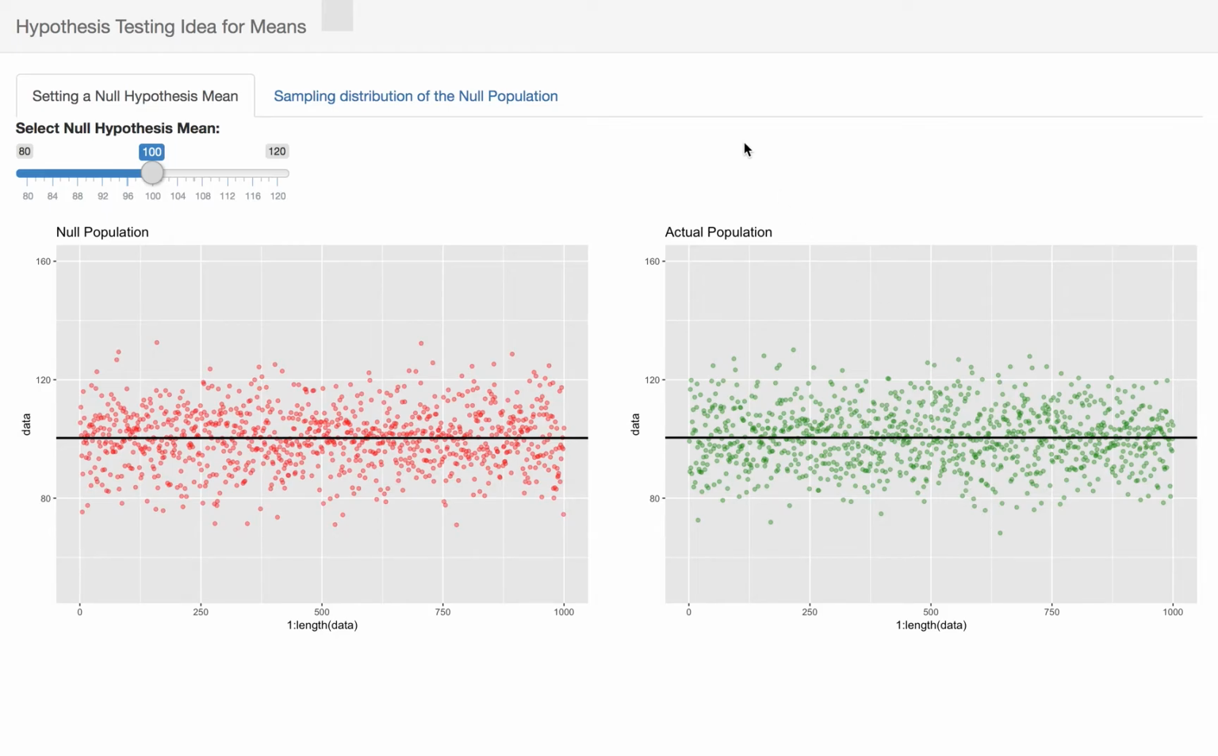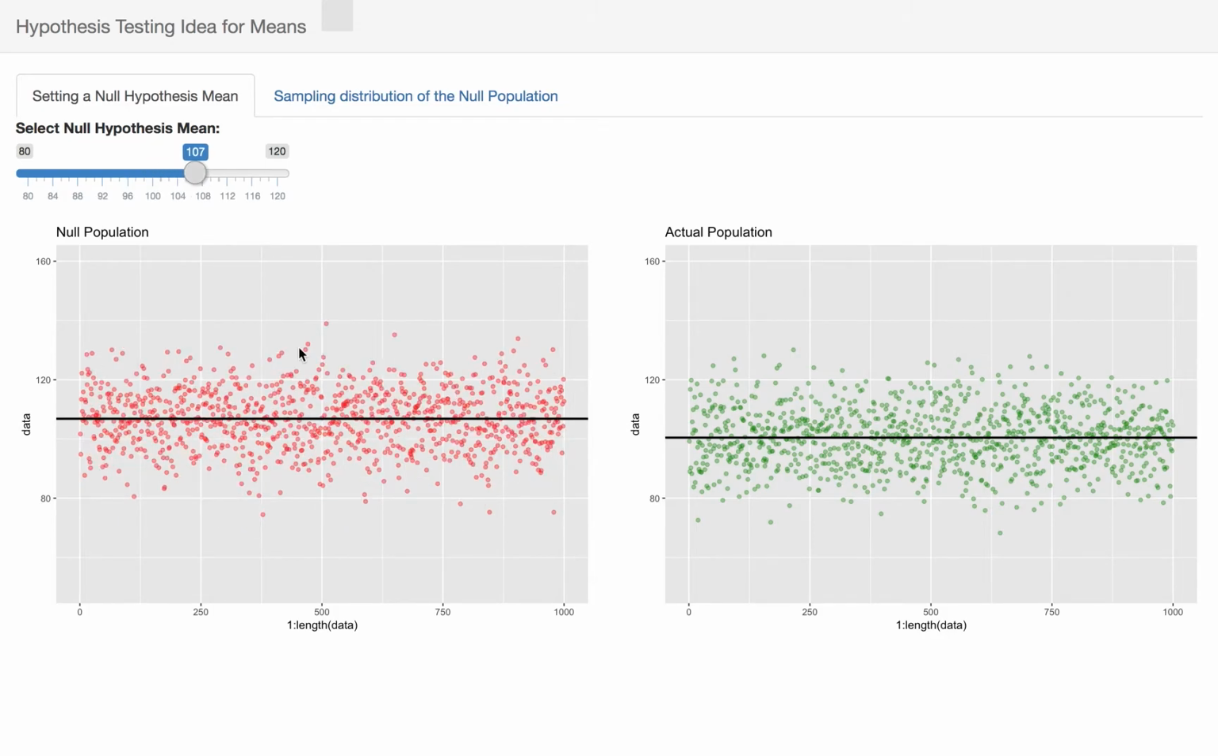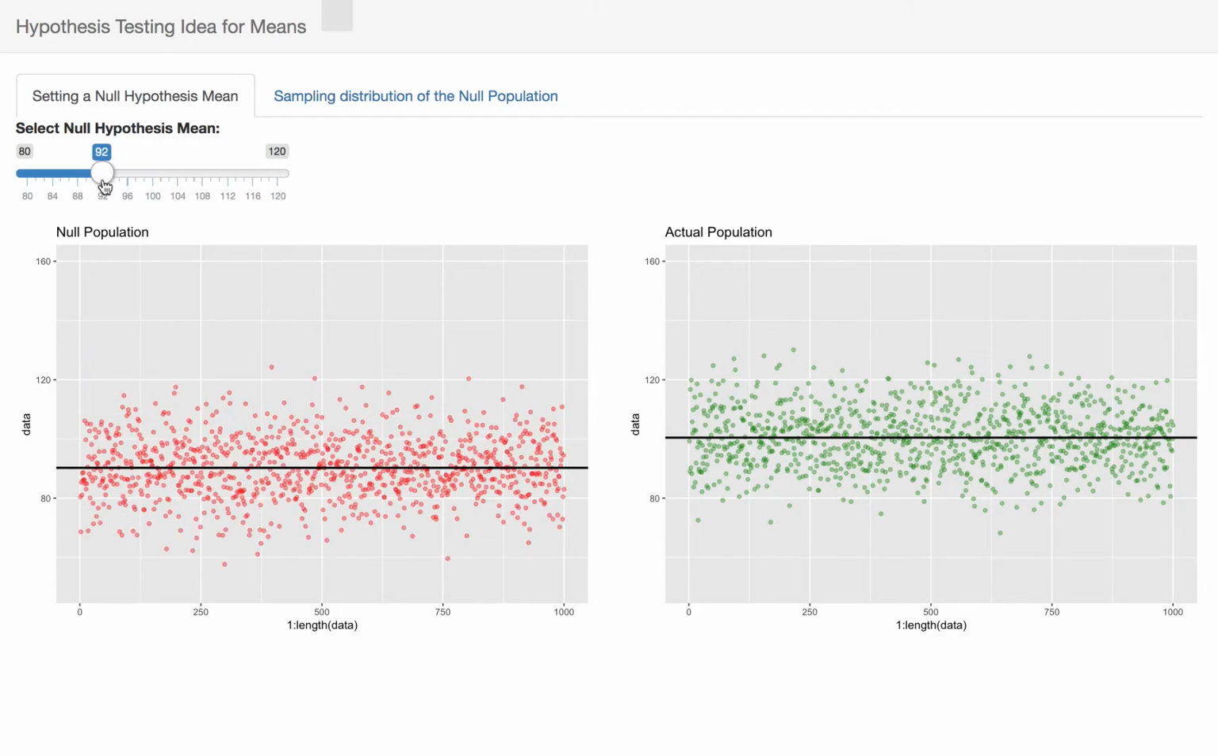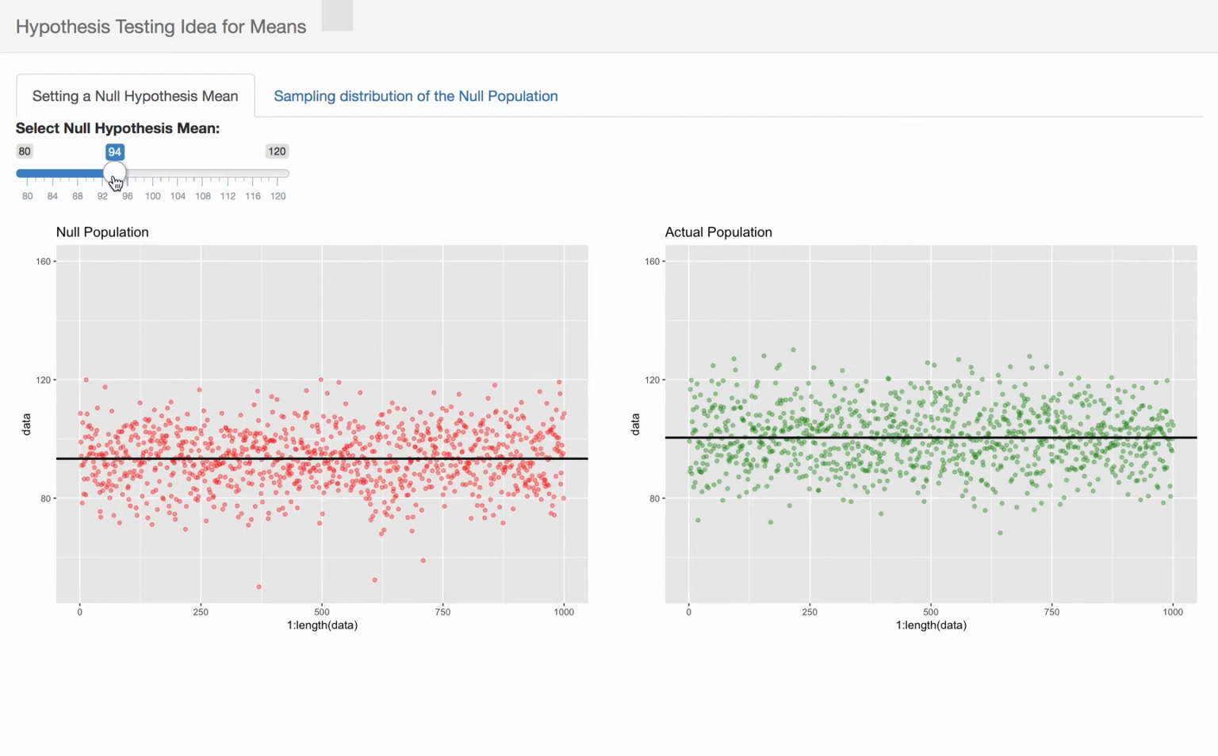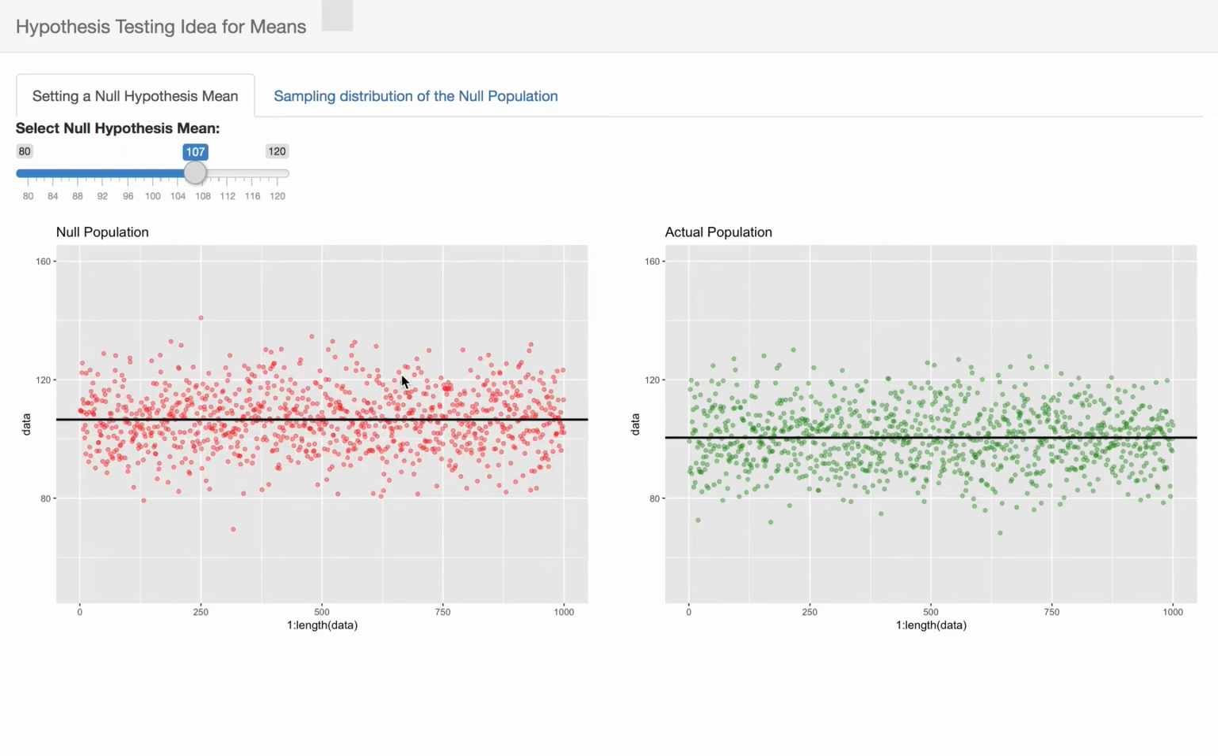So the way that a hypothesis test works is somebody makes a claim about the population mean. So maybe I make a claim that the true population mean is something like 107. And so what I can do with this slider here is set any null hypothesis, or in other words, I can make any old claim that I want. So I'm going to say my null hypothesis is that the mean in the actual population is equal to 107.